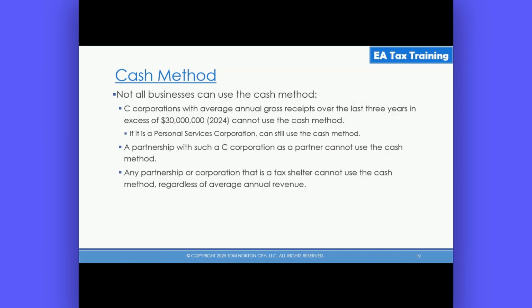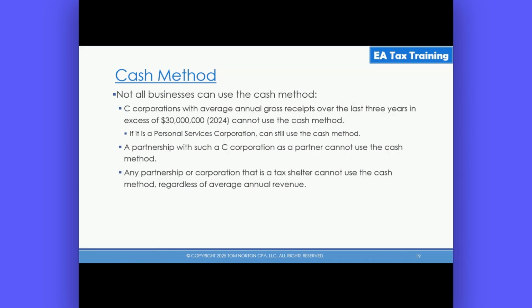Divide by 3, that is more than $30 million per year on average. They cannot use the cash method unless they are a personal services corporation. Remember, a personal services corporation is a type of C corporation, and they can still use the cash method even if they do have this large amount of gross receipts. The other types of businesses that cannot use the cash method is any partnership that has one of these large C corporations as a partner.